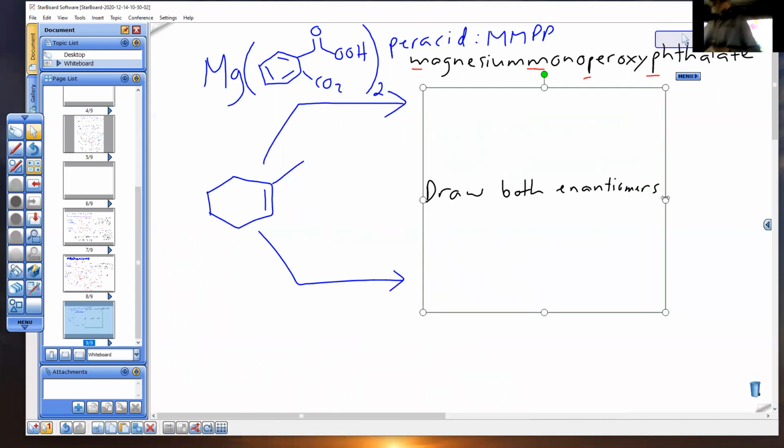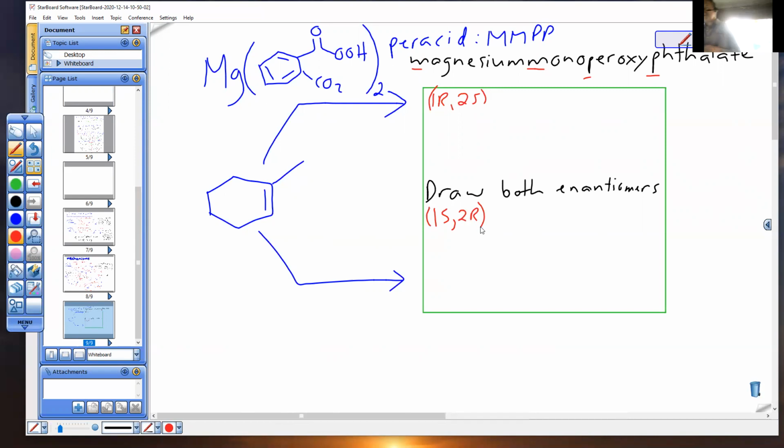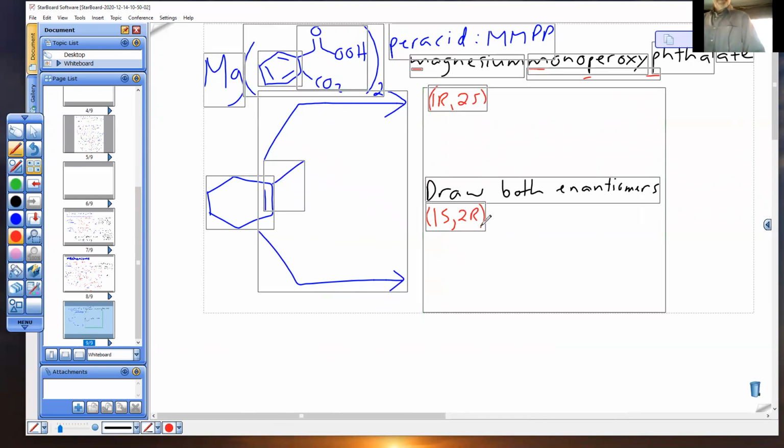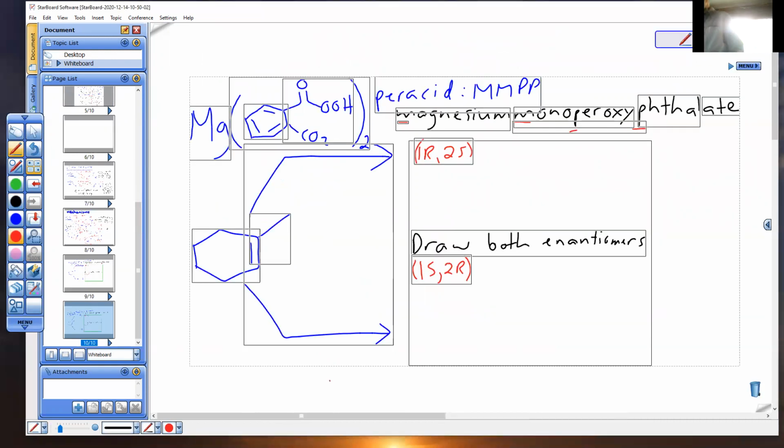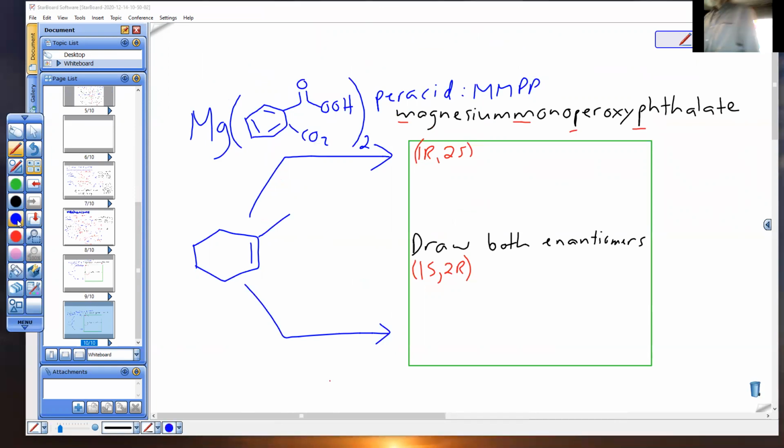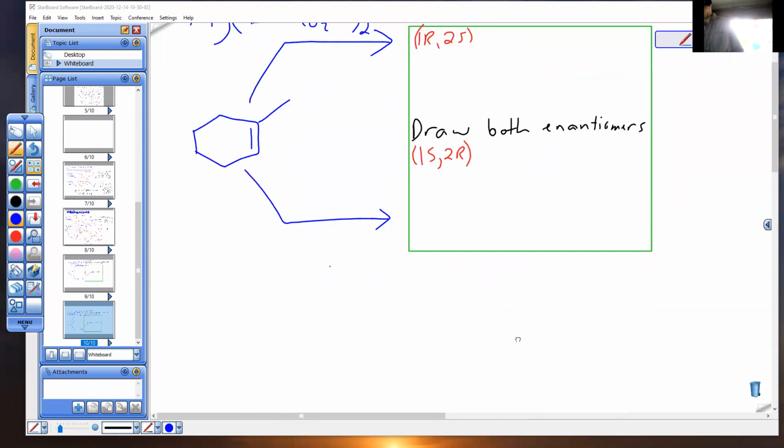Okay. And the top one I want to be 1R, 2S, and the bottom one I want to be, the enantiomer would have to be 1S, 2R. So that's one little exercise we're going to do. And then we'll do reactions of both those enantiomers. So why don't we draw one of them down here and then decide which part of the box I put it in.